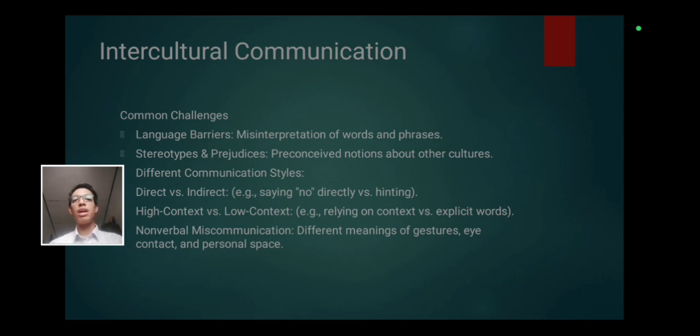Common challenges: language barrier, misinterpretation of words and phrases, stereotypes and prejudice, preconceived notions about other cultures, different communication styles, direct versus indirect. For example, saying no directly versus hinting. High context versus low context. For example, relying on context versus explicit words. And nonverbal miscommunication. Different meanings of gestures, eye contact, and personal space.